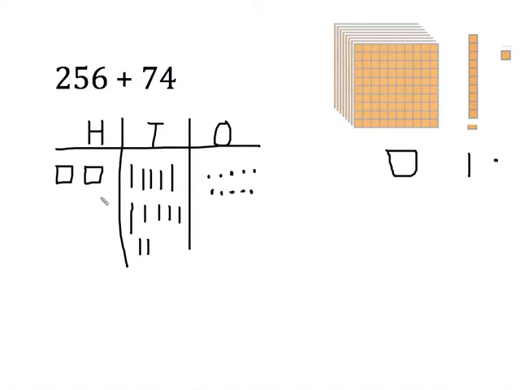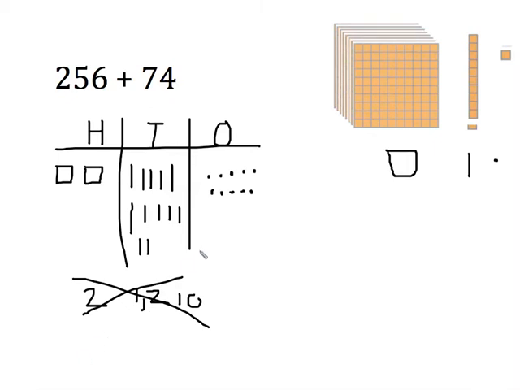Now just looking at this, I would end up with 2 hundreds, 12 tens, and 10 ones. And I know I've never seen a number like that. If I wrote all of those digits, I'd have 2, 12, 10, which would be the colossal number 21,210. There is no way that 200 plus 70 is going to be anywhere close to 21,000.